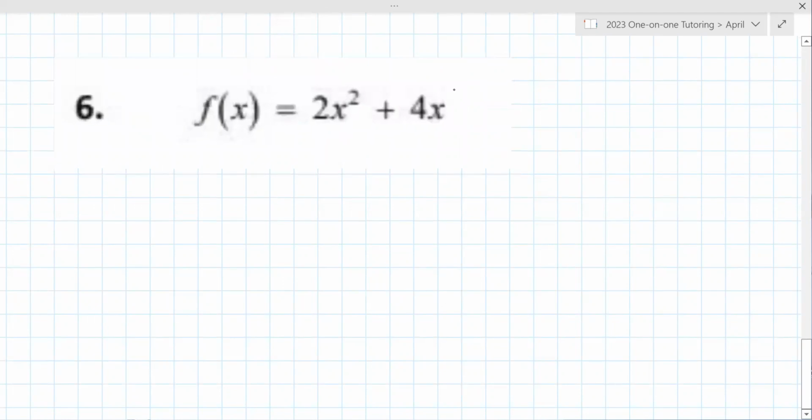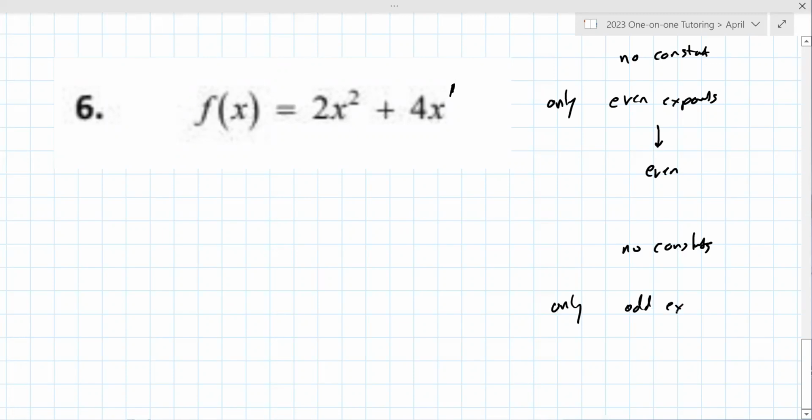So you will find that this one is not even because it's a squared and a one. It's also not odd because they're not both odd exponents. So essentially the shortcut is if it's only even exponents and there's no constant, that's even. Only odd exponents and no constants, then it's odd. You still have to show your work though, of course, but it's a shortcut maybe to help you out there.